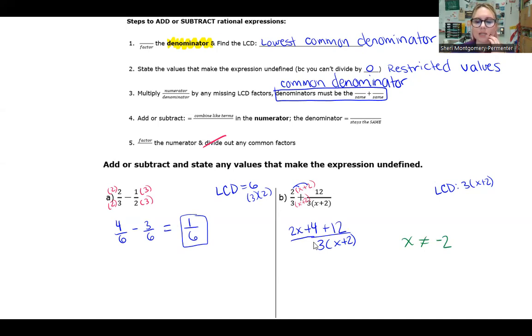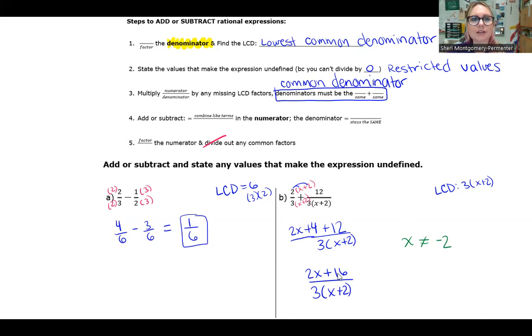At this point, I can combine like terms. So it looks like I have plus 4 and plus 12. Those are like terms. I can put them together. So I end up with 2x plus 16, all over 3 times x plus 2. My last step is to make sure that I factor the numerator.